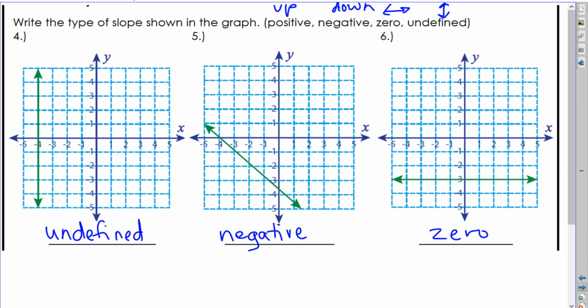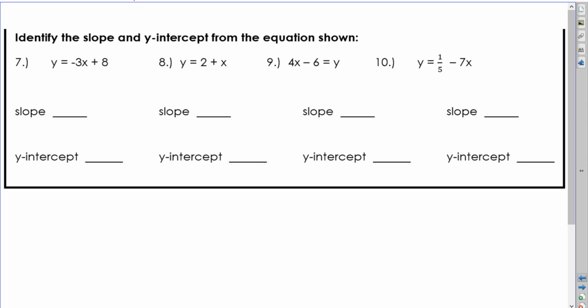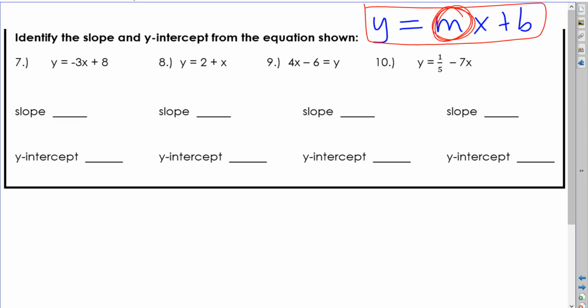Let's take a look at the next section. This section asks you to identify the slope and y-intercept from the equation. Remember, when the equation is in y equals mx plus b form, the slope is the coefficient of x, but only if it is in this form. And it looks like all of them are, because all of them have a y all by itself. So we're looking for the coefficient of x.